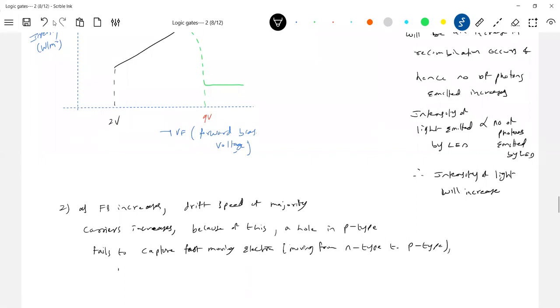Therefore, recombination decreases. The number of photons emitted decreases, and therefore intensity decreases.